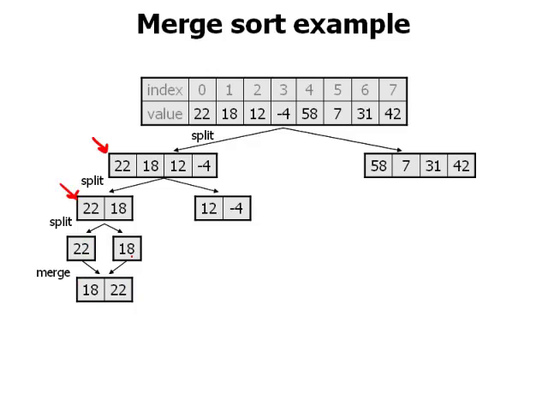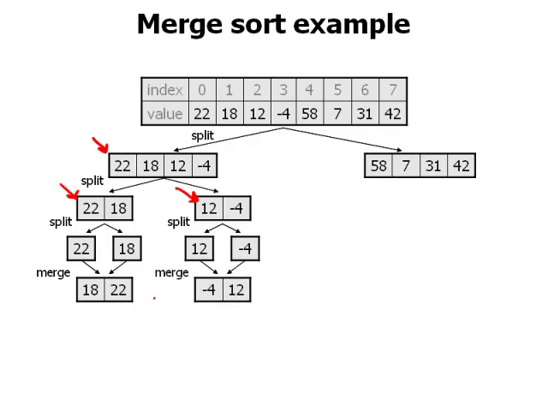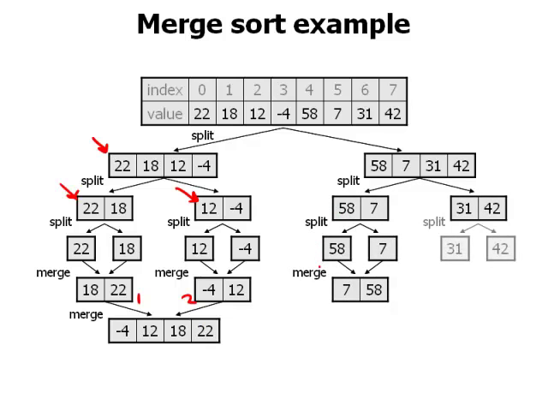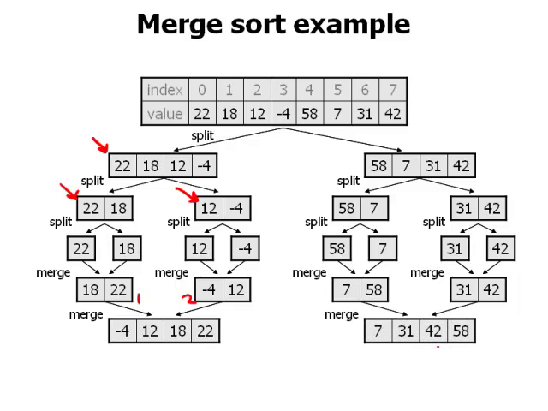So now the job is to merge those back together into a 2-element chunk that is sorted. So if we have a 22 and an 18, the 18 will come first, and then the 22 will be second. So we'll do the same thing to the right side now, the 12 and the -4. We'll split it apart and we'll merge it back together, and the -4 comes first now. Now we have these 2 chunks that we're going to merge together into a sorted whole. So now we'll look at them and figure out which ones come first. The -4 comes first, then the 12, then the 18, then the 22. Now we're going to do the same thing down the right side, splitting, splitting, merging, splitting, merging. And again, we'll look at these 2 and put them together, the 7, then the 31, then the 42, then the 58.